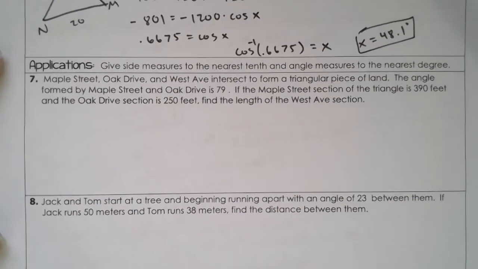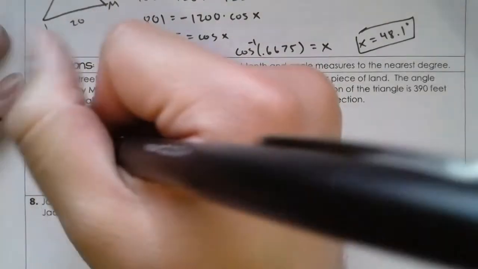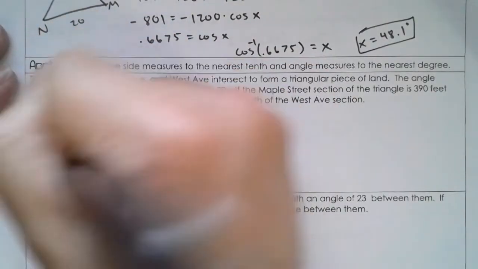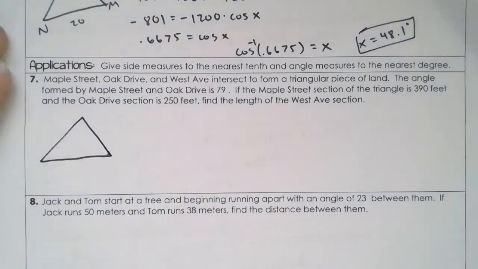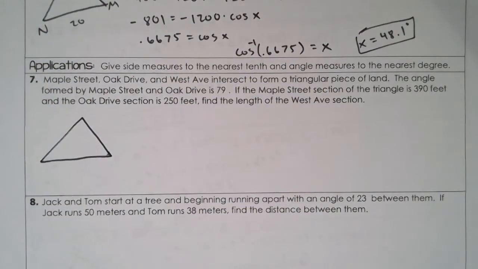Give side measures to the nearest tenth and angle measures to the nearest degree. First thing I always tell, especially with my Math 2 students, because we do a lot of word problems there with our concepts, is draw out what you're working with. So we're working with triangles, so just draw out your arbitrary triangle like that. Okay. Alright, let's see.